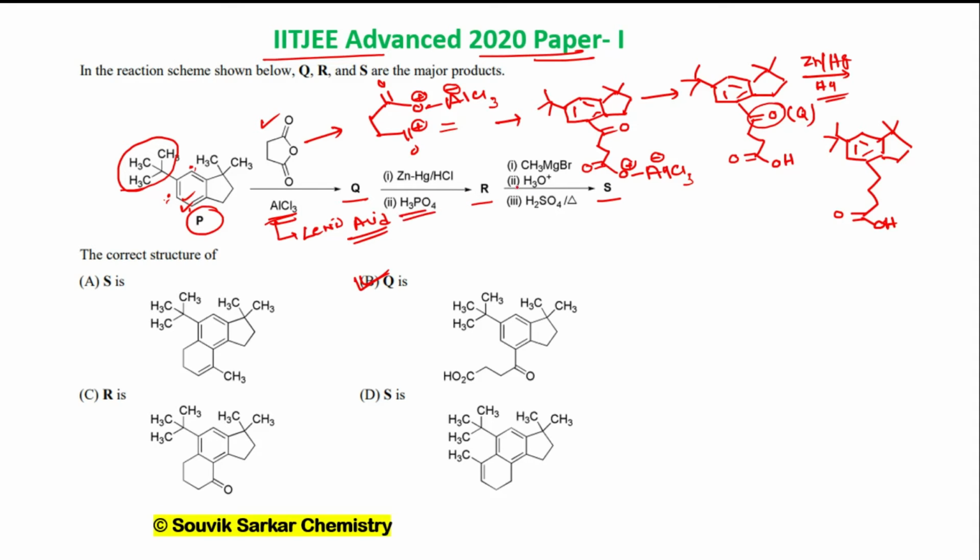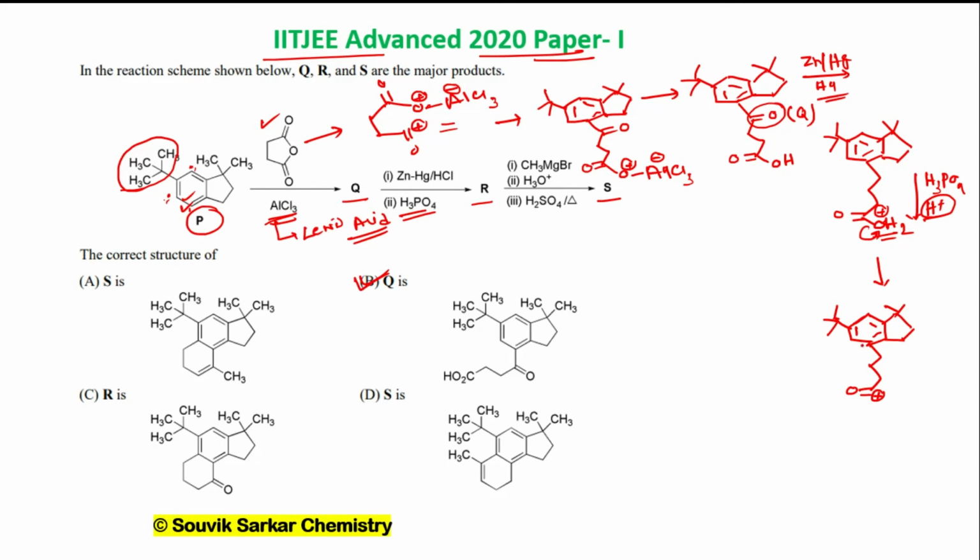Now we are using H3PO4, phosphoric acid, and the role of phosphoric acid is that it will generate H plus, which will further react with OH and it will form OH2 positive. And after elimination of H2O, it will form another acyl cation.